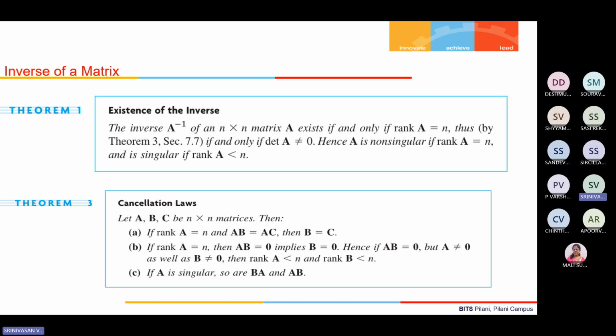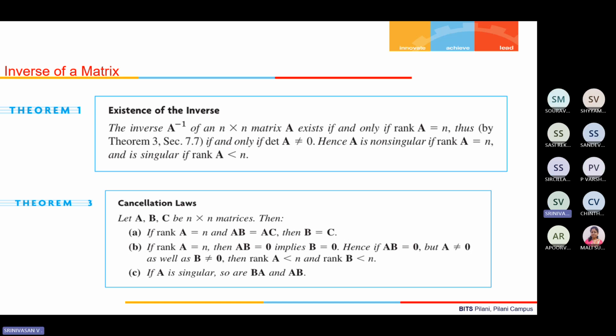existence of the inverse, that's what we have just checked. Now, cancellation law. What's the meaning of cancellation law? That A, B, C are n by n matrices. Then, if rank A equal to n and AB equal to AC, then B equal to C. So, this is called a left cancellation. So, you are able to cancel A on both sides, being multiplicative with the other two matrices.